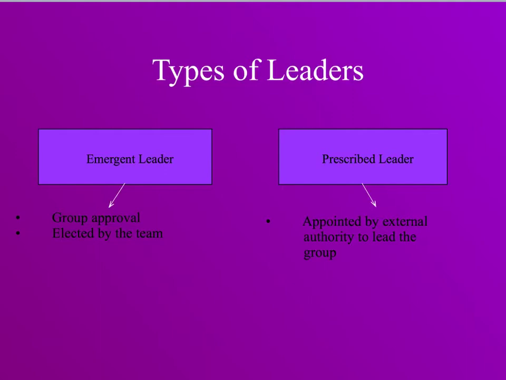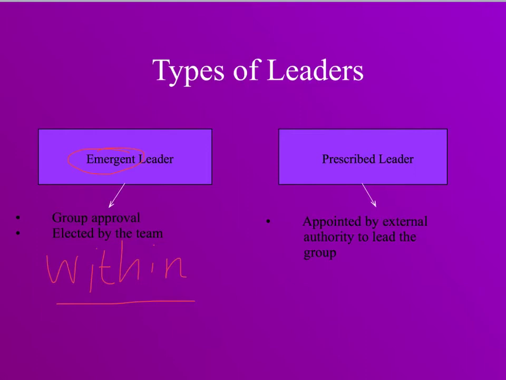This bit is around how a leader is appointed, so it's as simple as that, and there are two types. As you can see, we've got emergent leader. An emergent leader is one that's elected from within the team. So this would be like a natural progression, something like a captain chosen by the team members themselves, and that leader emerges from within the group.